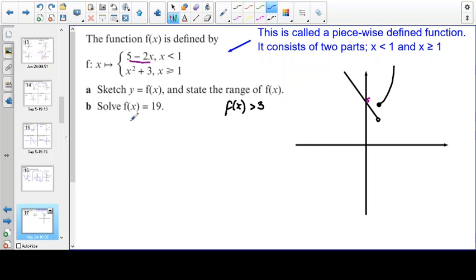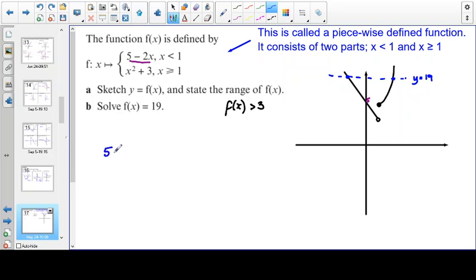Okay, part B says solve f of x equals 19. So solve where that function equals 19. Well, if I draw on the line y equals 19, let's say it looks like that, then you can see there's going to be two solutions, one where the line equals 19 and one where the curve equals 19.